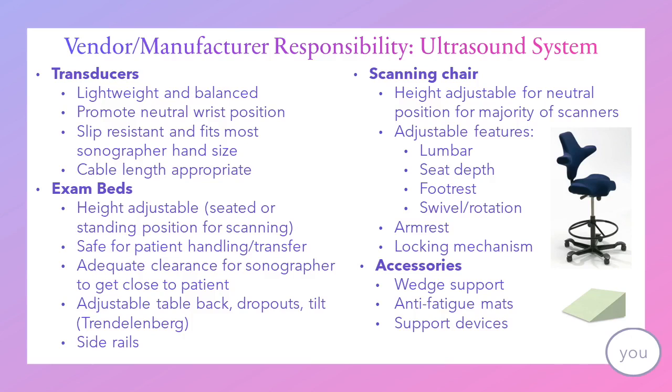There should be a form of armrest, and there also needs to be a form of a locking mechanism for safety, again, for us. Some accessories that we use that we don't always think about as part of our ultrasound system and ergonomics are things like wedge supports for our patients. So ensuring that they stay in the position we're asking them to get into and make them comfortable.